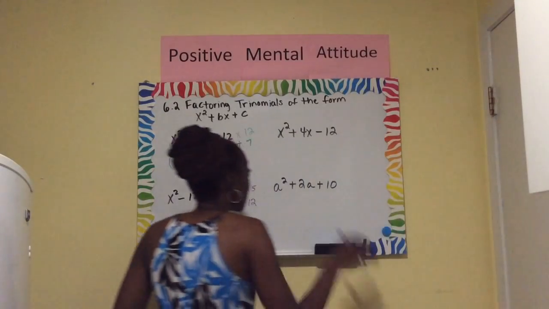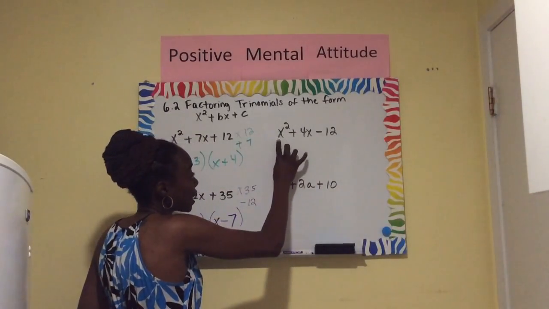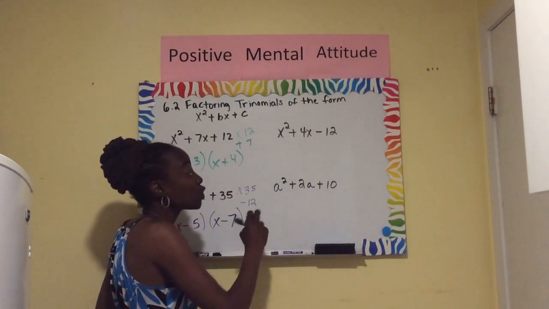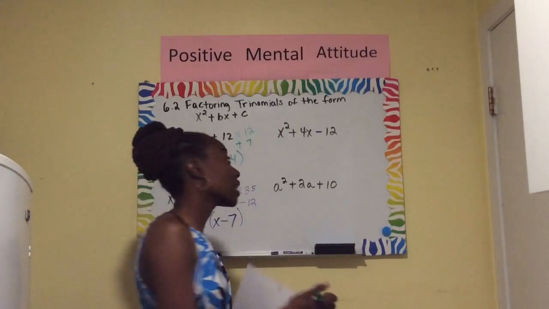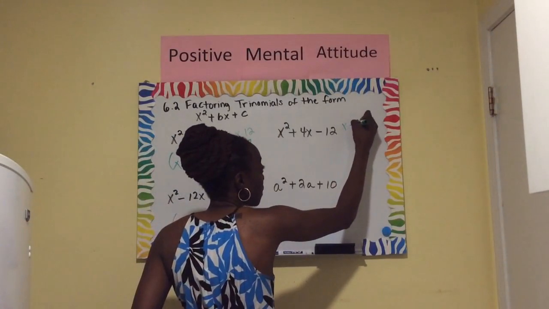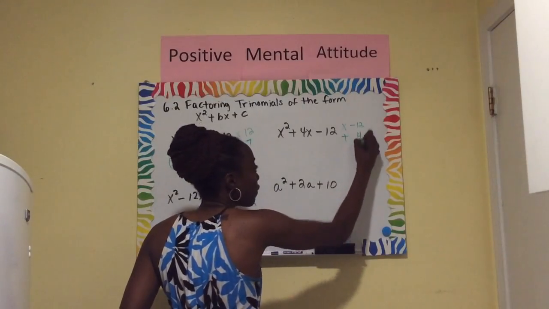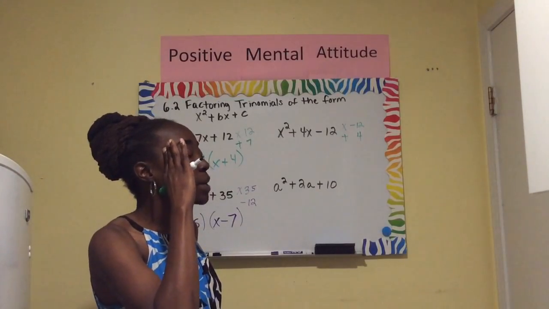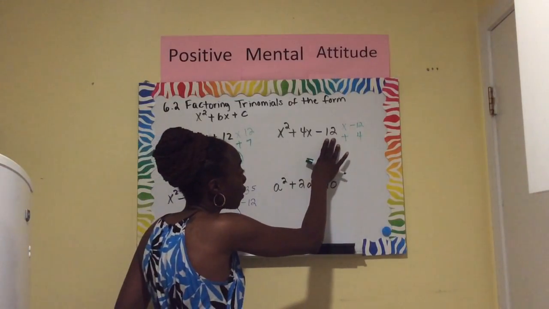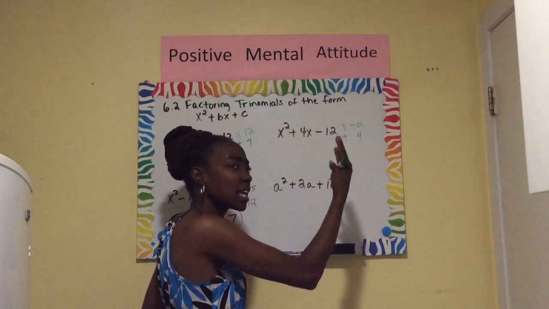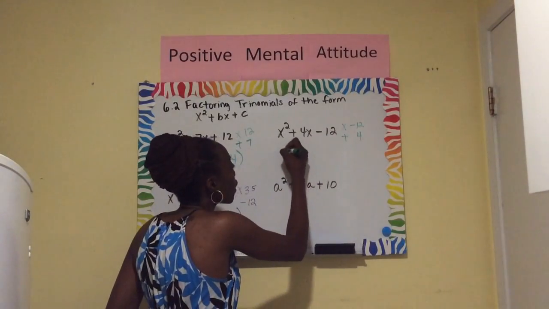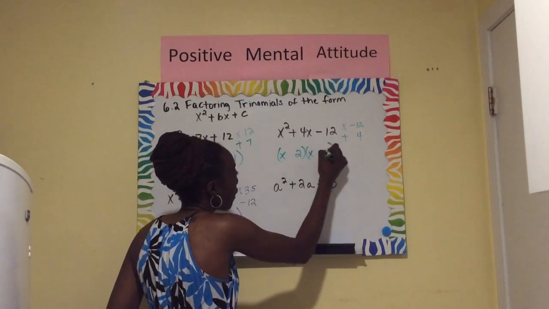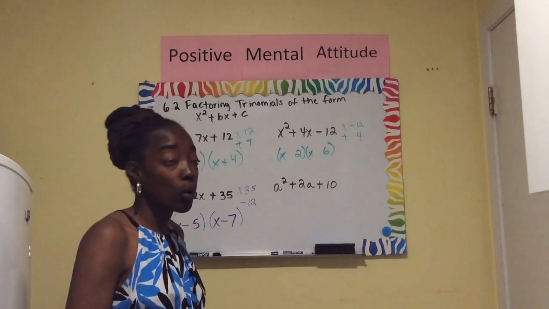Okay? Next example that we have, it has x squared plus 4x minus 12. In this case, we're trying to figure out what two numbers multiply together to give us a negative 12, and add to give me a 4. So when I look at these problems, I'm thinking to myself, okay, 2 times 6 will give me 12. And then, hey, if I subtract 2 from 6, I'm going to get a 4. So in this problem, it's all in how you arrange the numbers.